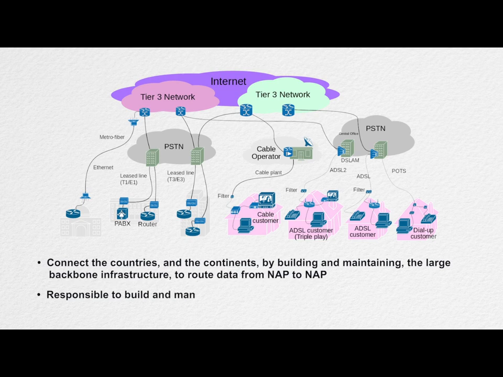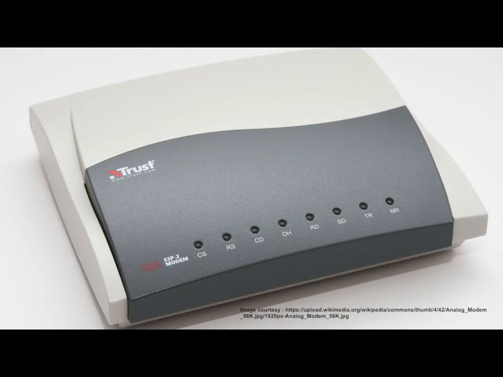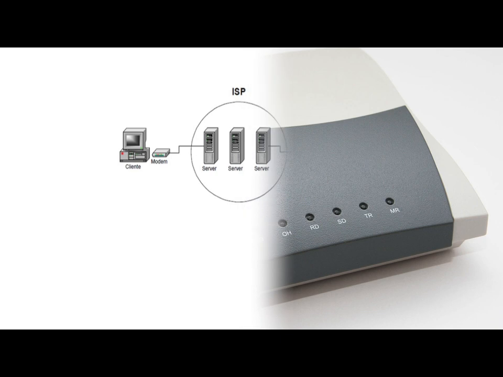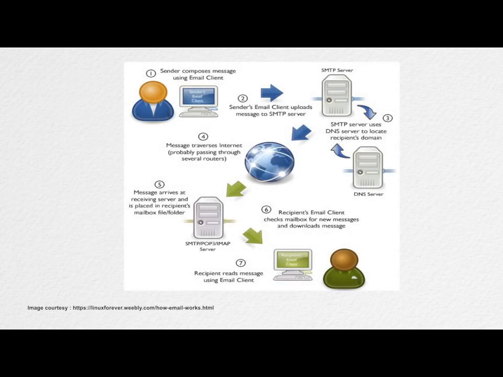ISPs are connected to this backbone at NAPs and are responsible for building and managing the network locally. So when you dial the internet through a modem, you first become a part of the local ISP, which in turn connects to the internet backbone through a NAP. The data is routed through this backbone and sent to the destination NAP, where the ISP of your friend's network is located. As soon as your friend dials his modem to connect to the internet, the data is delivered to your friend's computer.